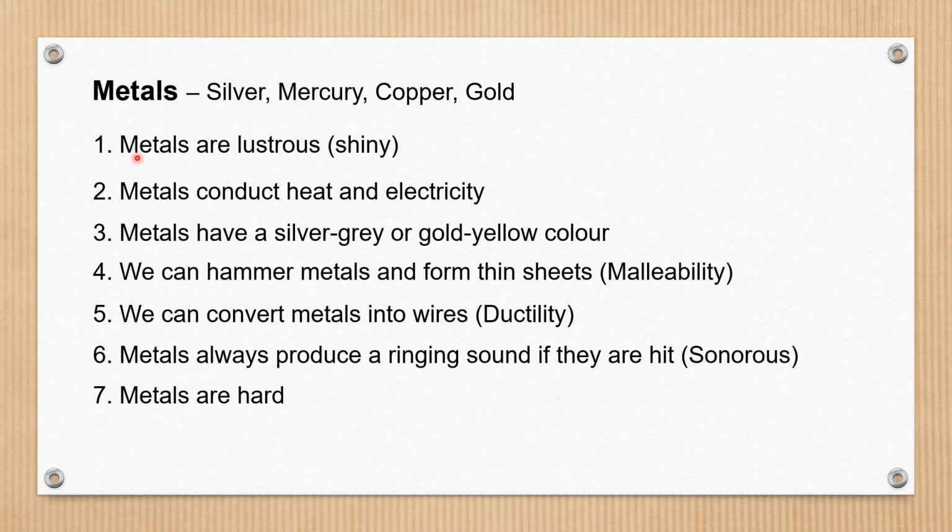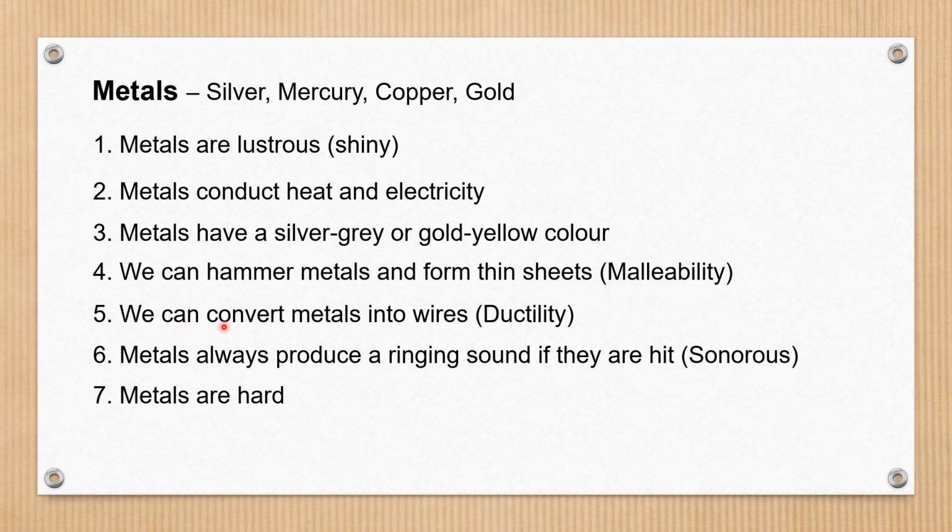Metals are lustrous, that means shining appearance. Metals conduct heat and electricity. Generally, metals are good conductors of heat and electricity. Metals have a silver gray or gold yellow color. We can hammer metals and form thin sheets, and that property is called malleability.